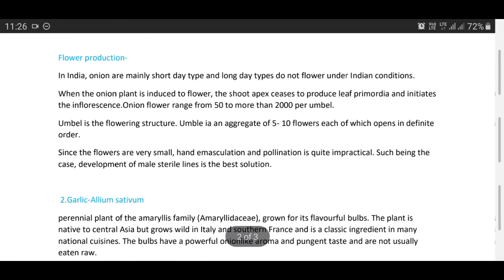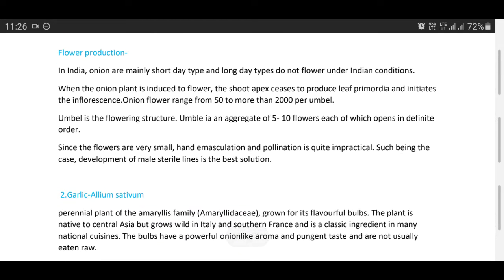Since the flowers are very small, hand emasculation and pollination is quite impractical. Such being the case, development of male sterile lines is the best solution in case of onion. While you are practicing seed production, you should develop male sterile lines, so it will be easy to produce quality seeds.